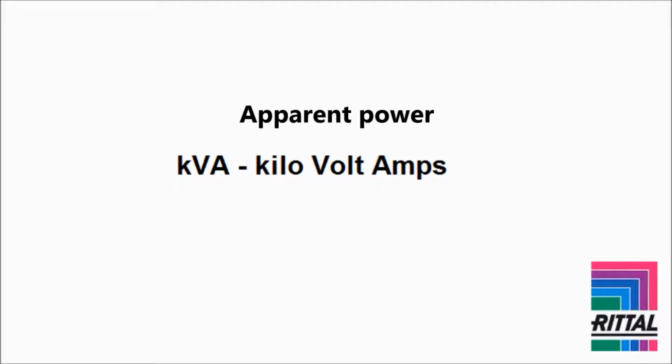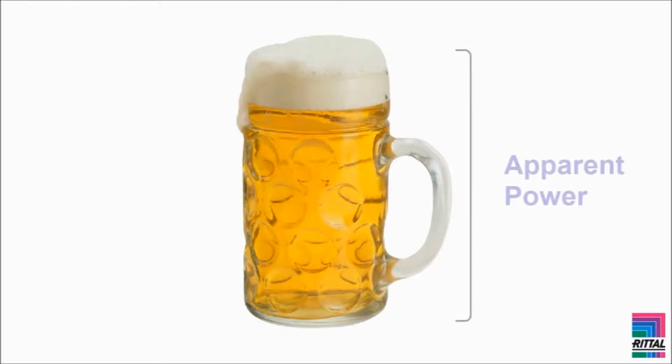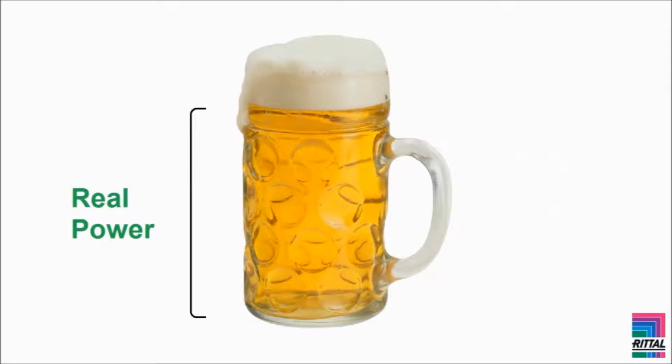To illustrate the concept of apparent power, let's use the analogy of a glass of beer. Assume the whole glass of beer represents apparent power. It is the total amount of beer, or power, that you can transfer, or drink. The liquid beer in the glass represents the real power. This is the portion of the apparent power which can do the useful work, or be enjoyed. The foam, or head, of the beer represents reactive power. This is the portion of the apparent power which is transmitted along with the real power, but it performs no useful work.